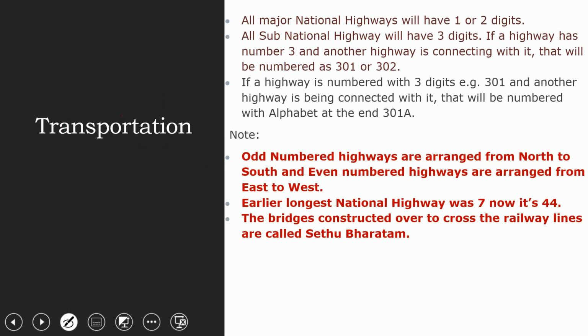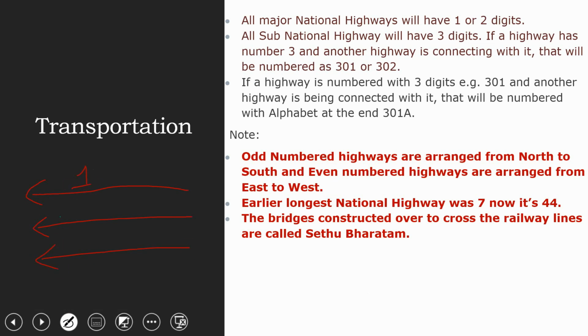Note, as I have said, odd number highways are arranged from north to south, and even number highways are arranged from east to west. Let me explain it again, maybe someone did not understand. If your odd number highways are actually east to west, these are east to west. So how will they get the number from north to south?